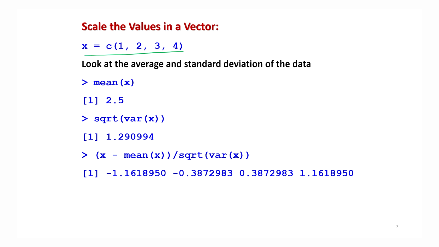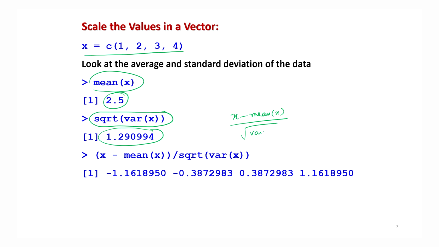Suppose you try to find its mean, it will come out to be 2.5. If you want to find the standard deviation, it will come out to be 1.29, which is obtained by the square root of variance of x, right? Now if you compute this quantity, x minus mean of x divided by square root of variance of x, then this value comes out like this. So this is a standardization of the data, or the scaling of the data.